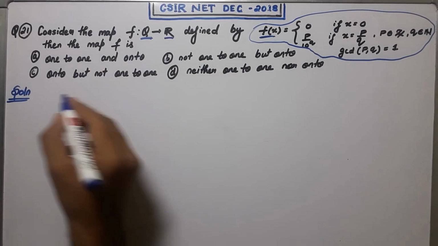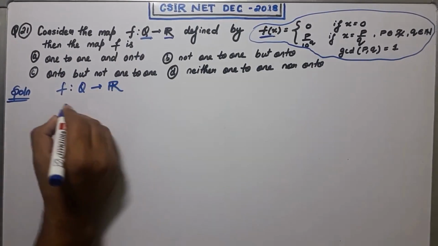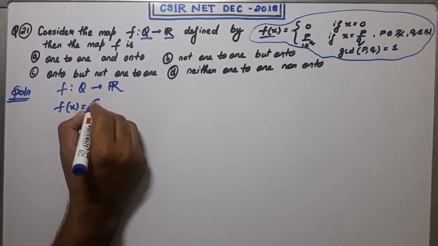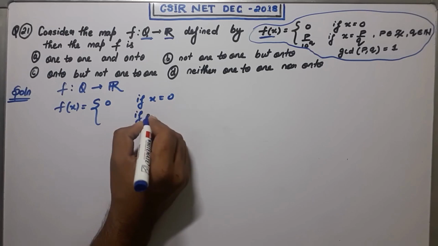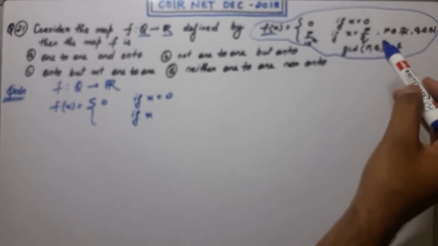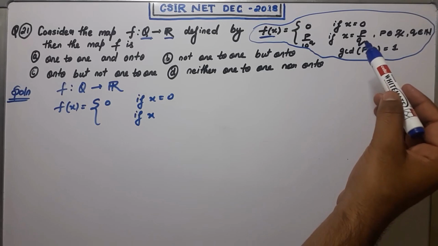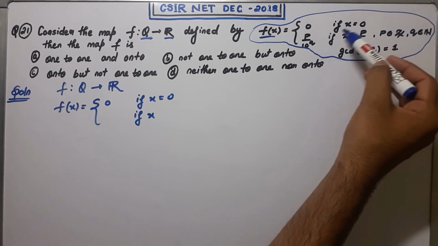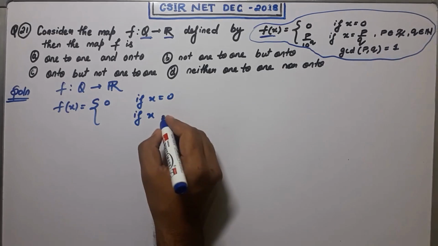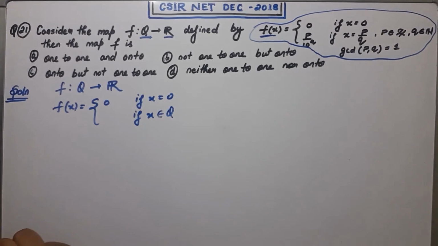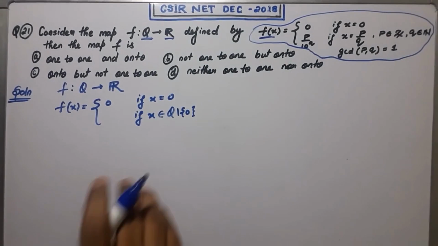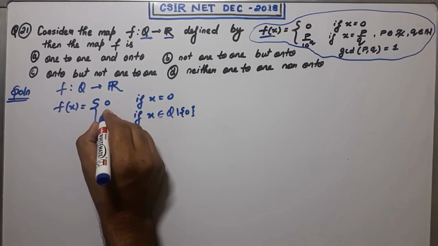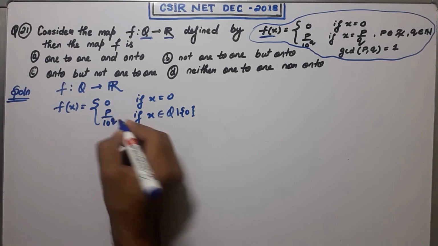So what is given to us? It is given that f is a map from the set of rationals to the reals, and it is given by f(x) equal to 0 if x is 0, and otherwise the p over 10 to the power q form. If you remember the definition of rationals, you will notice that the whole thing written here is just the definition of the rationals. So I can directly write that if x belongs to Q, but 0 is already used, so you have to subtract 0 from the set of rationals. So if x belongs to Q minus 0, then your answer will be like this. You can just write it in short form.